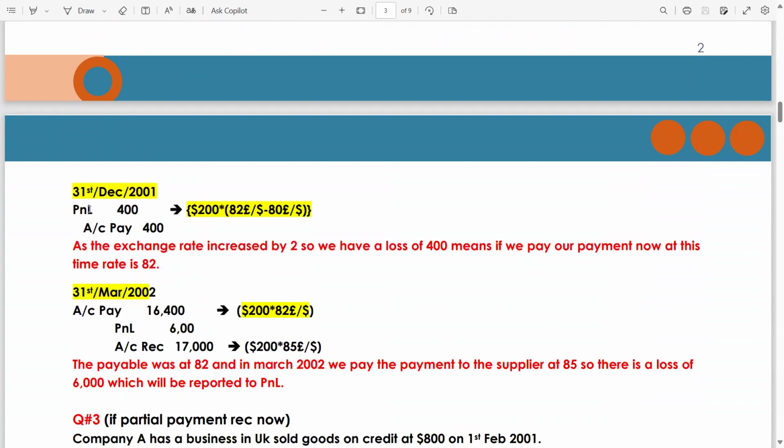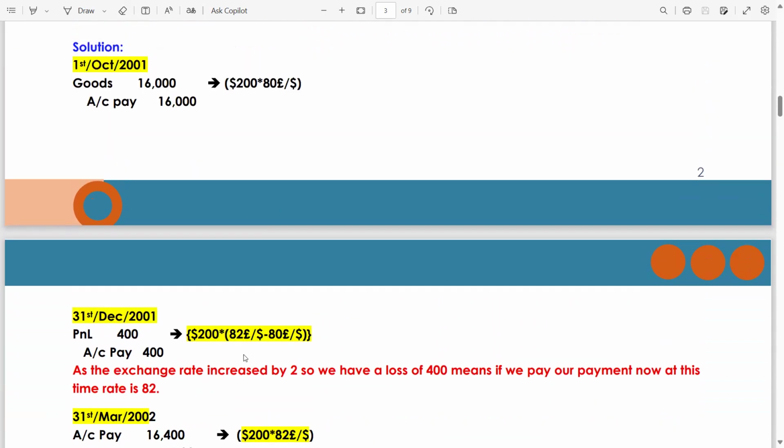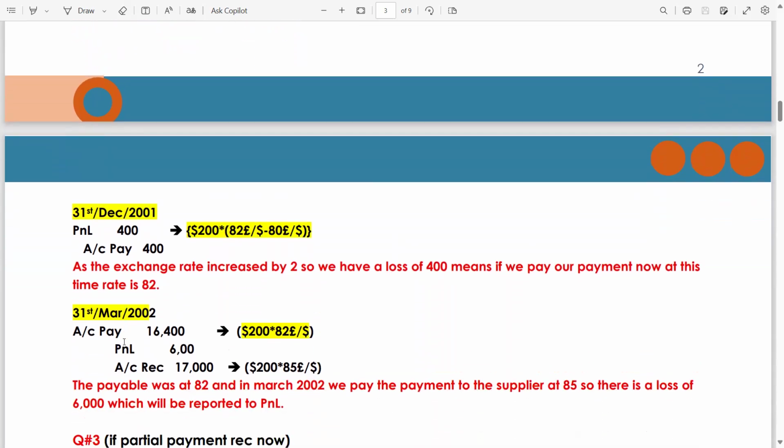So of course it will be a loss for us. That's why P&L debit, accounts payable credit, as the liability is increasing. 200 is the transaction amount, 82 is the 31st December exchange rate and 80 on the 1st October 2001. So the difference is 2. 2 multiplied by 200 gives 400. As the exchange rate increased by 2, we have a loss of 400, means if we pay now, the rate is 82.